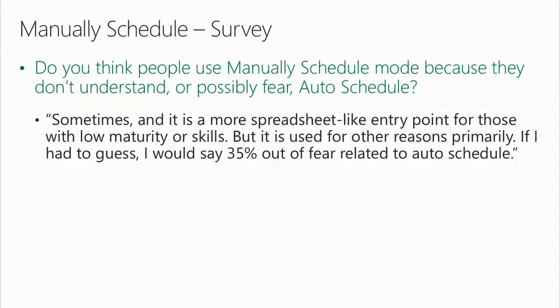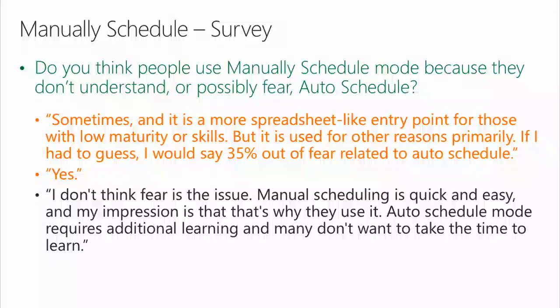Sometimes, and it is a more spreadsheet-like entry point for those with low maturity or skills, but it is used for other reasons primarily. If I had to guess, I would say 35%, that's a big number, use it because they fear auto-schedule. The next one I'm going to put up there, I got multiple answers, and it's a one-word answer. That's alarming. Extremely alarming. Okay?